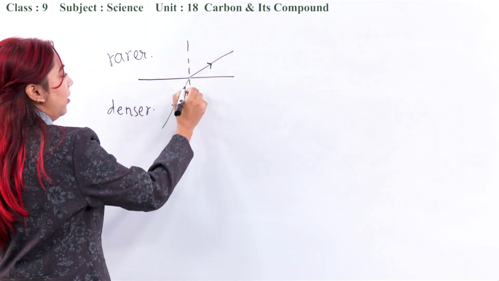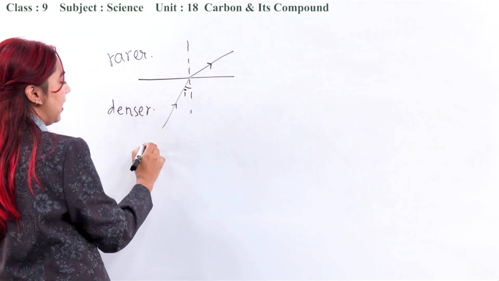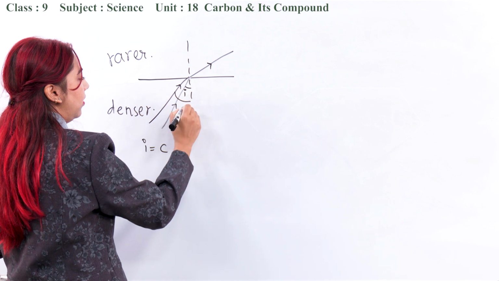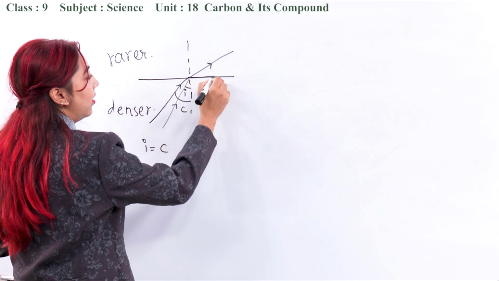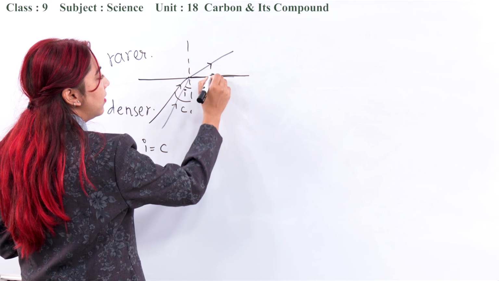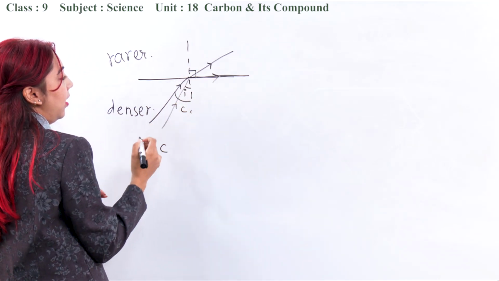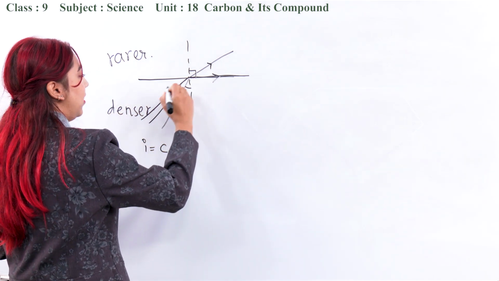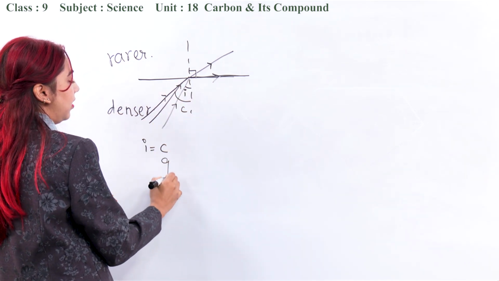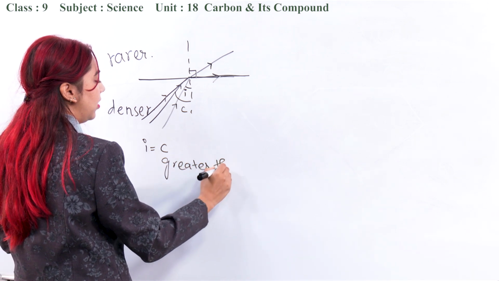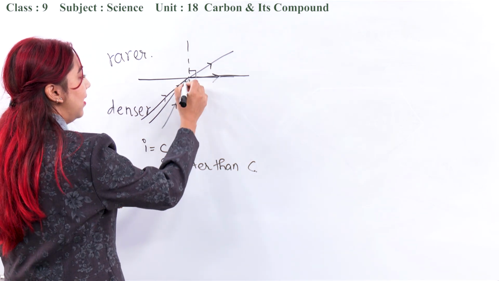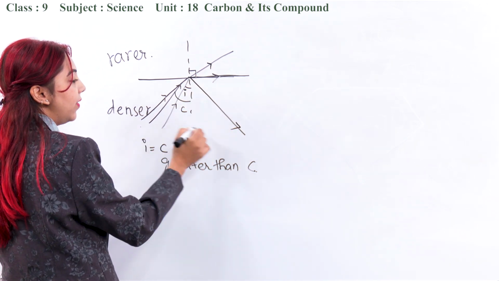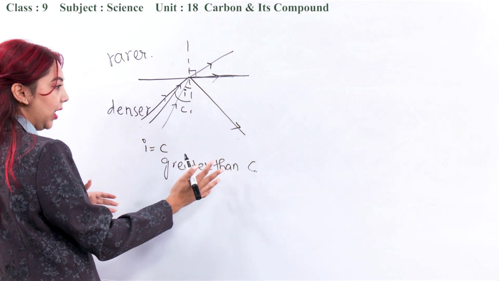Now, this is the angle of incidence. If this angle of incidence is equal to the critical angle, then what happens? The light gets refracted along this surface perpendicularly. But if this angle of incidence is further increased, and if it is greater than the critical angle, then what happens? This ray of light reflects back in the medium, and this phenomenon is known as total internal reflection.